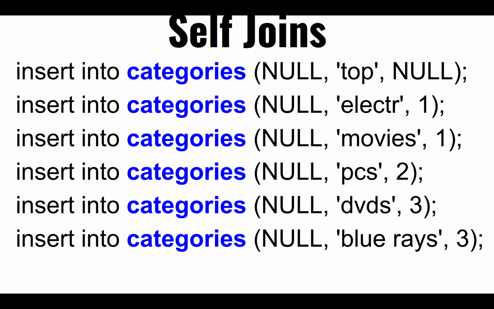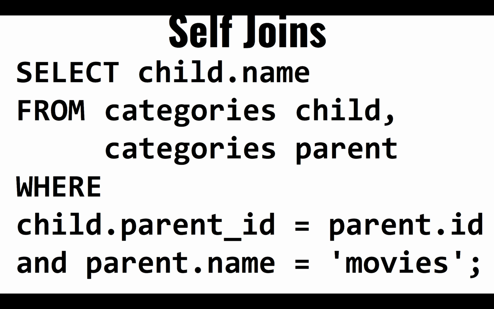So with self-joins, we're inserting several records. The top doesn't refer to anybody. You have electrical, movies, PCs, DVDs, Blu-rays. So we're creating these hierarchies, and then what we'd like to be able to do is print out the hierarchy. Show me all the records and who they belong to, what categories they belong to.